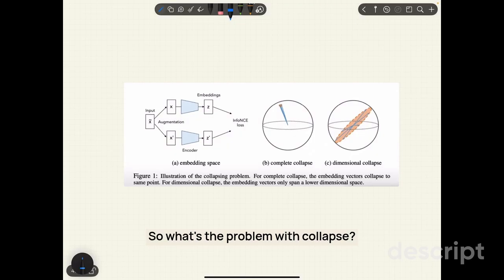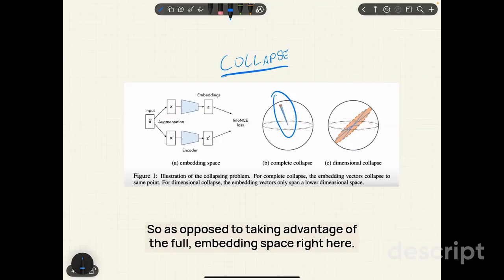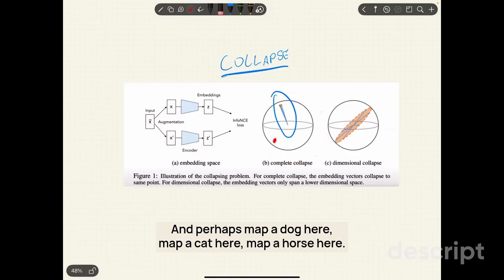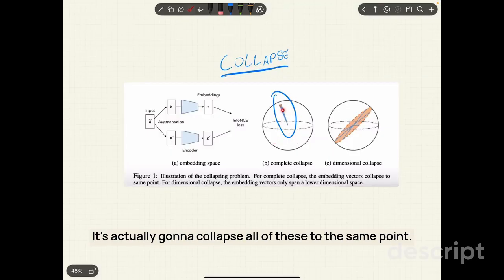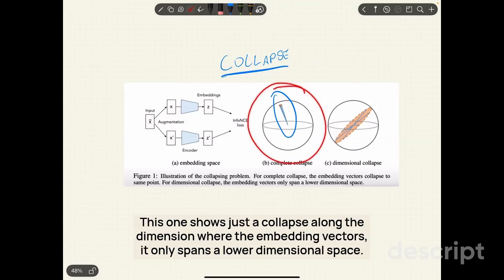So what's the problem with collapse? At its core, collapse is when a network learns to map all of the inputs to the same representation. As opposed to taking advantage of the full embedding space right here and perhaps mapping a dog here, a cat here, a horse here, it's actually going to collapse all of these to the same point. So all of these different images, whether it's a cat or a dog or a traffic light, are going to get encoded into an identical embedding vector. This one shows a complete collapse. This one shows just a collapse along a dimension, where the embedding vectors only span a lower dimensional space.